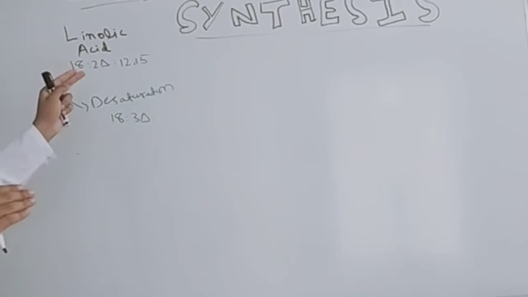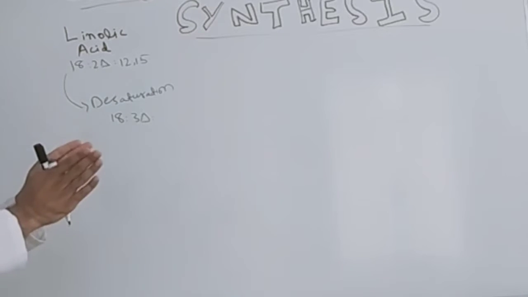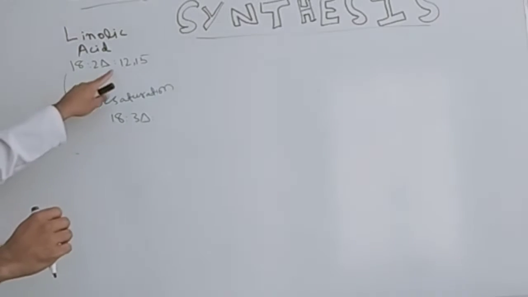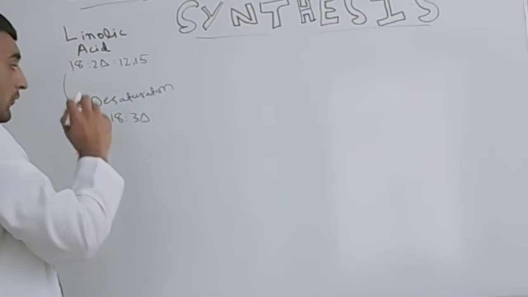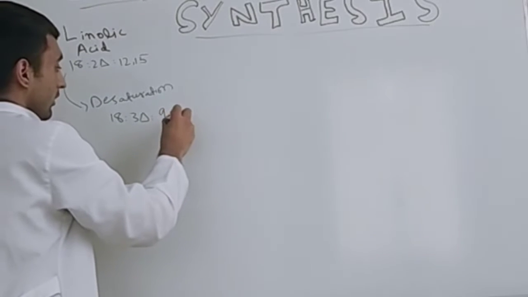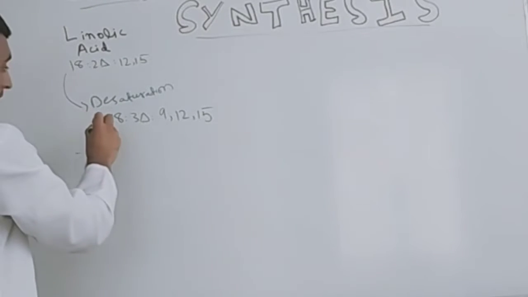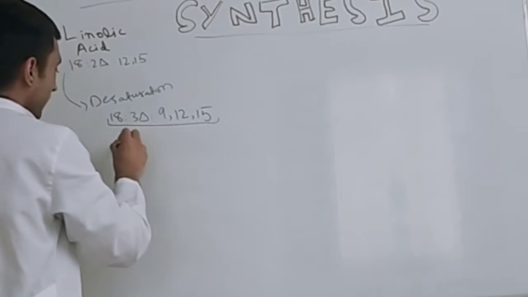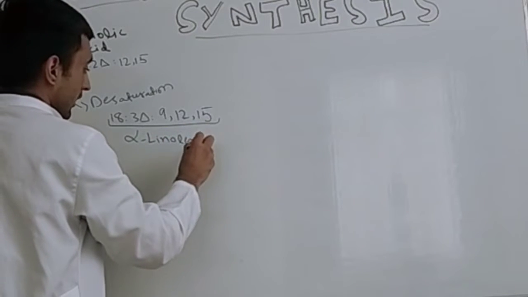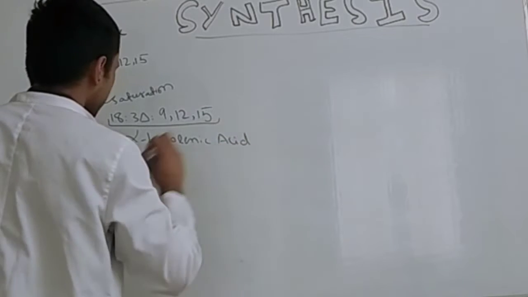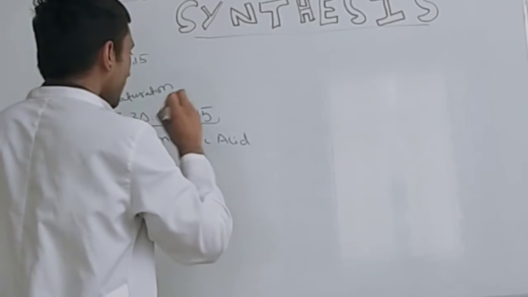how would we name the double bonds? The rule is we have to proceed 2 digits backward, and in this way we will write. Like this is the 12, proceeding 2 digits backward, 11 and 10, and then the result would be 9. So 9, 12 and 15, and the name of this chain would be alpha linolenic acid. So alpha linolenic acid.